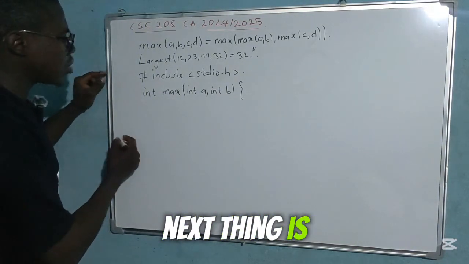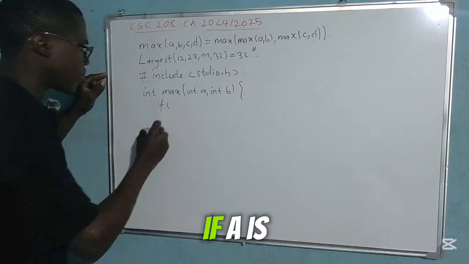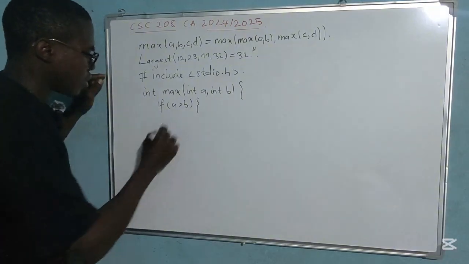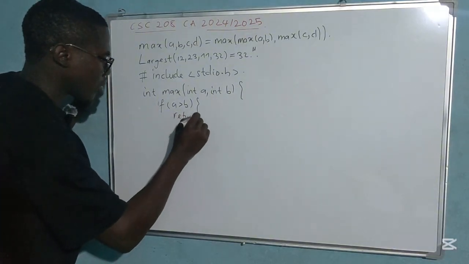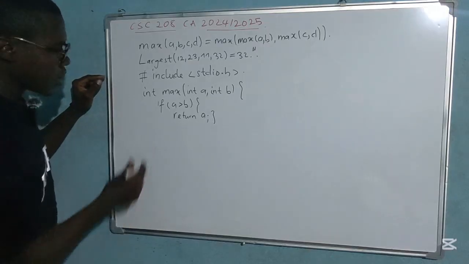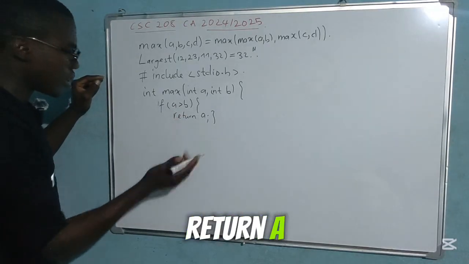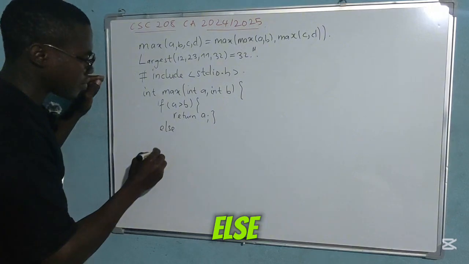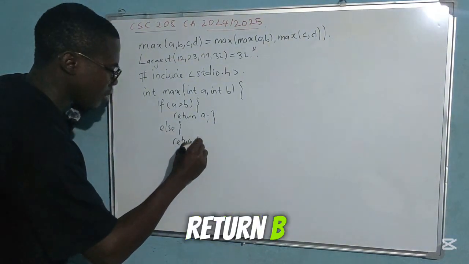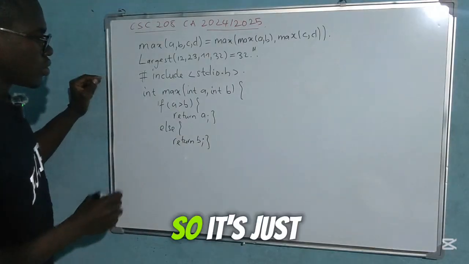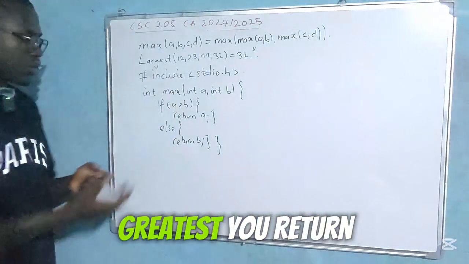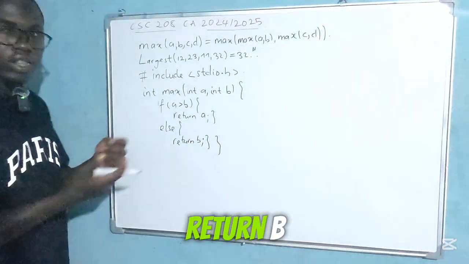So now the next thing is, if A is greater than B, return A. If A is greater than B, return A. Else, return B. So it's just as simple as this. That means if A is the greatest, you return A. If B is the greatest, you return B.